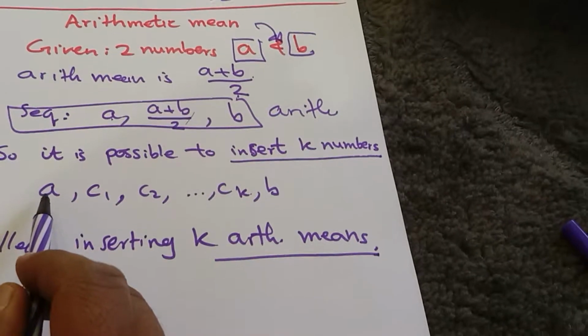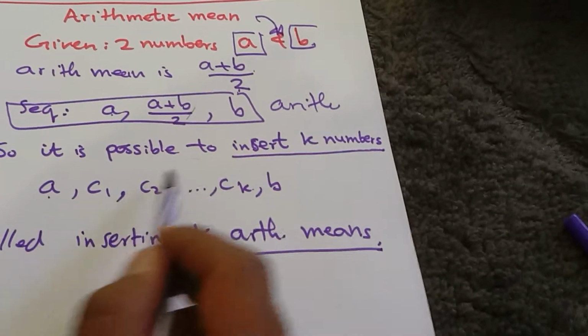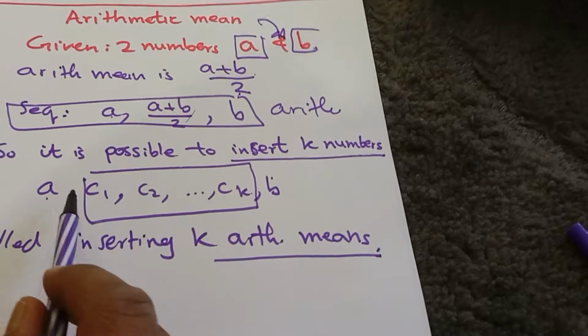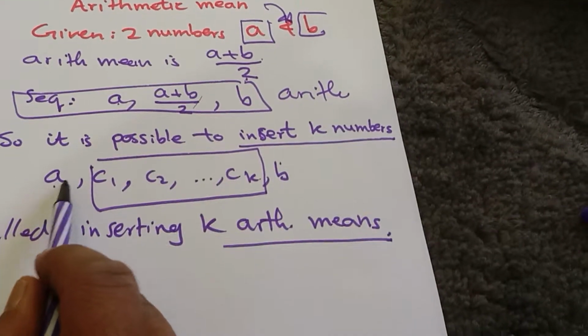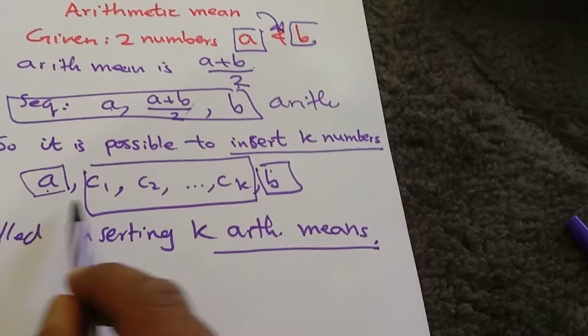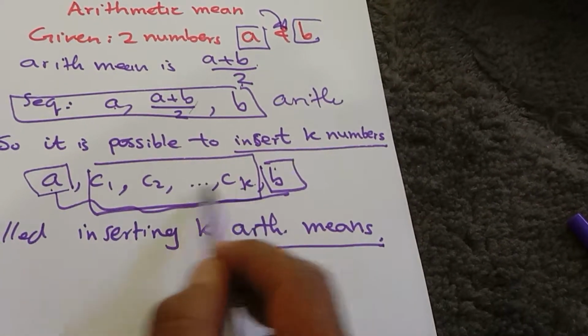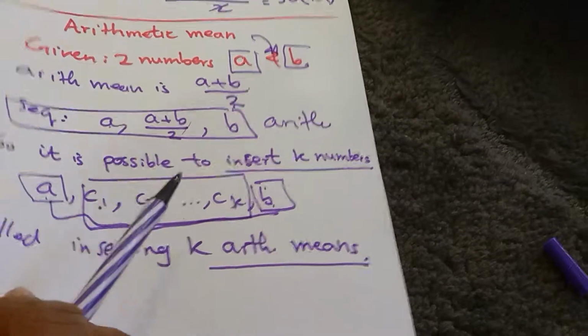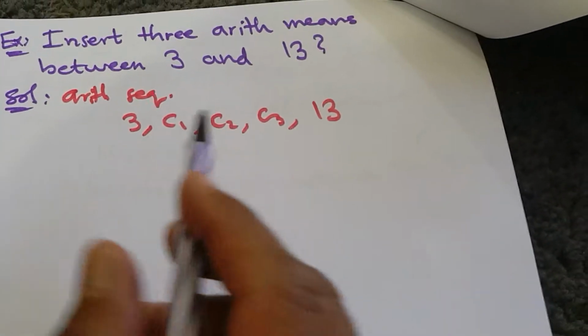Now, usually you will be asked in exams to insert k numbers, or k arithmetic means. So you can form a sequence, which is a, then the k means between them, and this is b. Now in this sequence, the first term you know, which is a, and the last term you know, which is b, and you know the number of terms, which is k plus 1 plus 1, so this is k plus 2 terms.